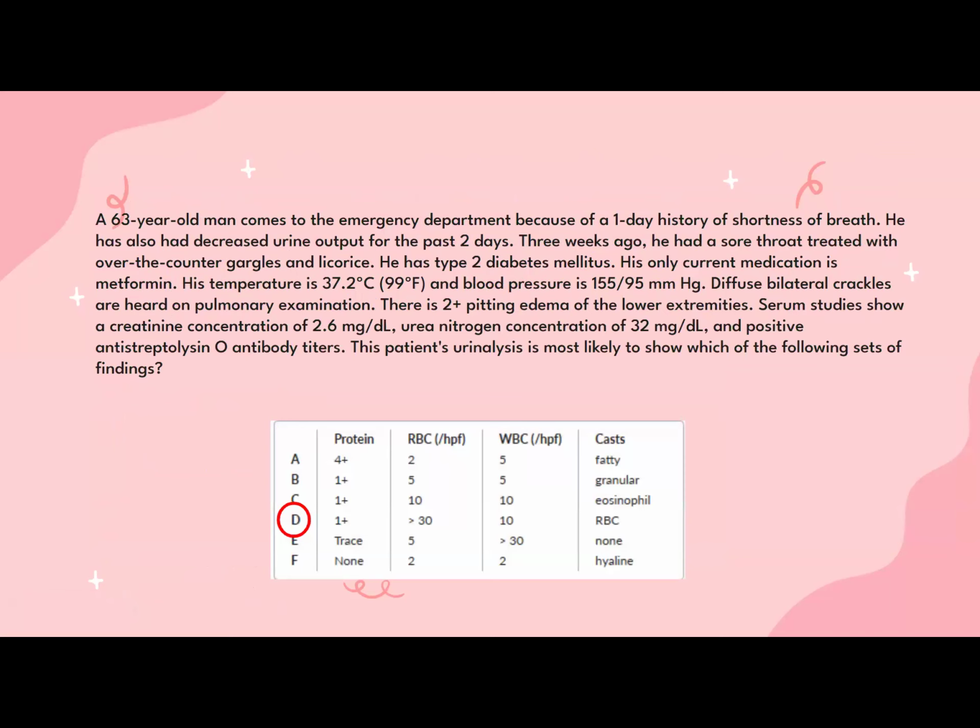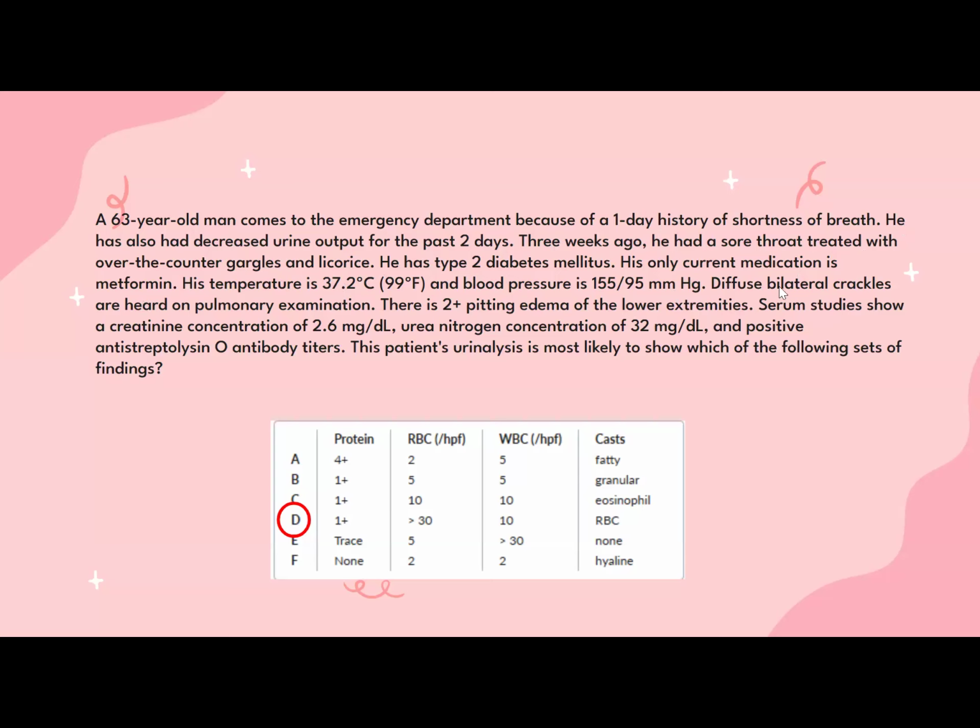A 63-year-old man comes to the emergency department because of a one-day history of shortness of breath. He has decreased urine output. 3 weeks ago, he had a sore throat. It was treated with over-the-counter gargles and licorice. That is weird. He has type 2 diabetes mellitus. His only current medication is metformin.